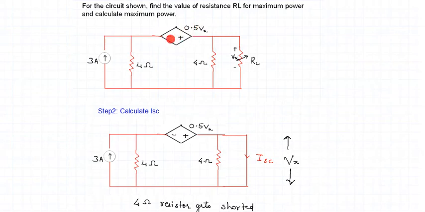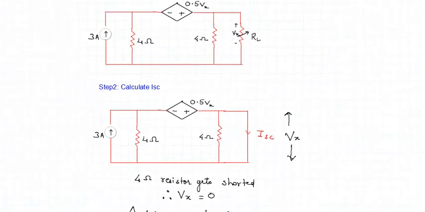So we remove the load resistance RL and replace it by a short circuit, and we are interested in finding ISC. ISC is the current which flows through the short circuit path. So we remove the load resistance and replace it by a short circuit, and the current which flows through this short circuit path is the short circuit current ISC, and Vx is nothing but the voltage across these two terminals.